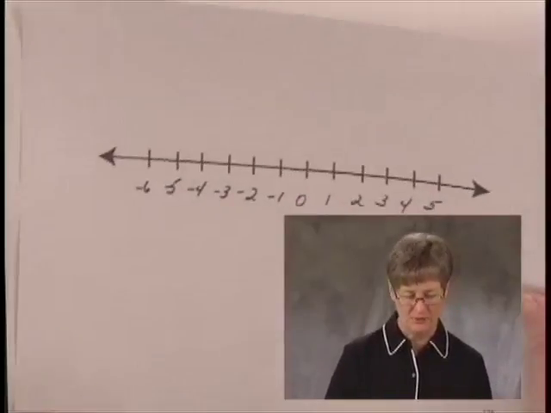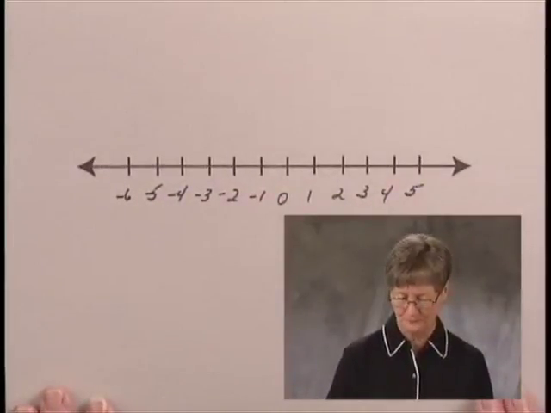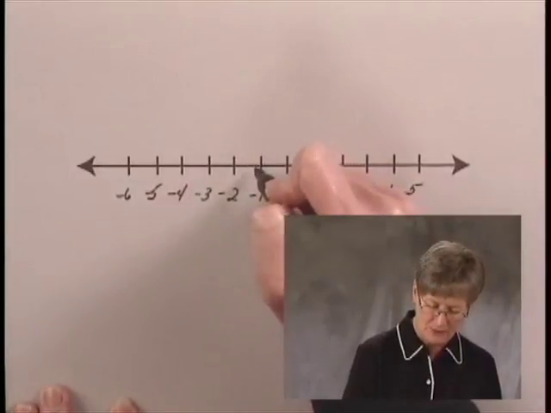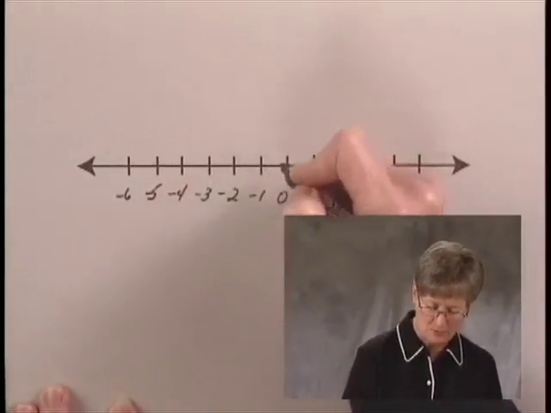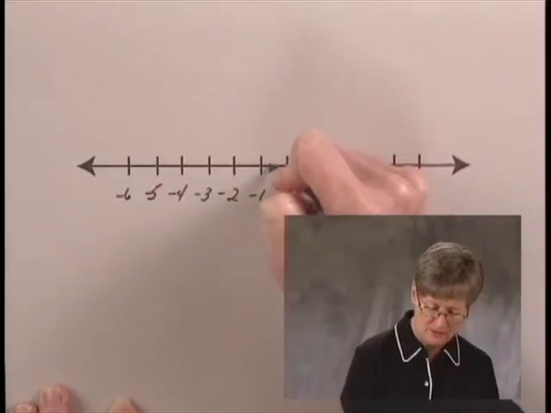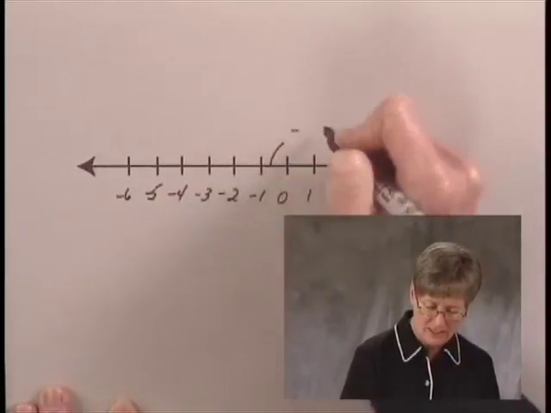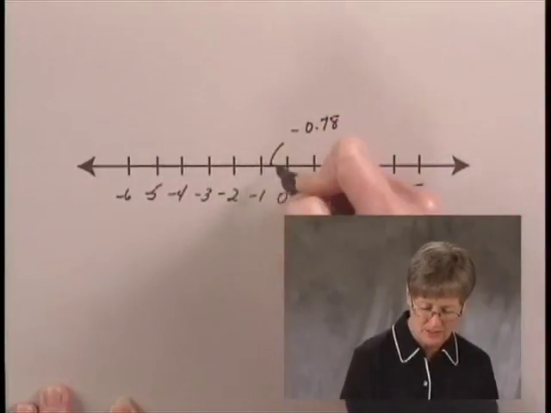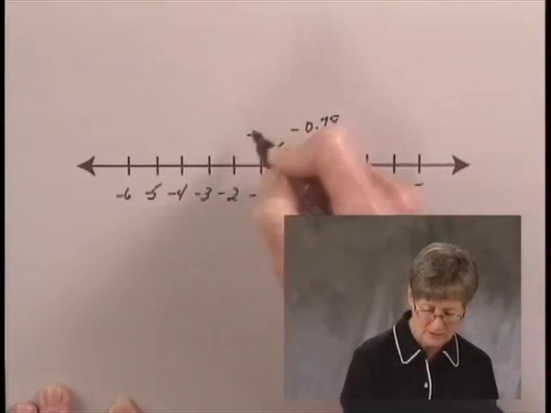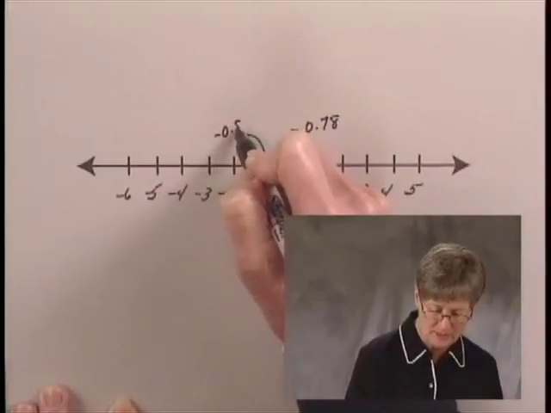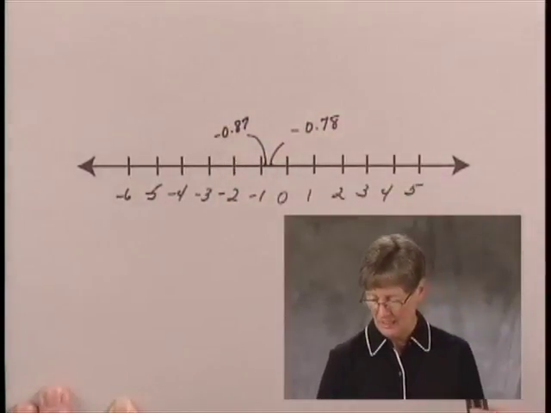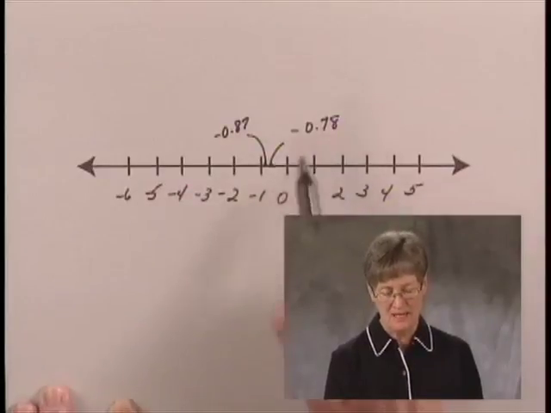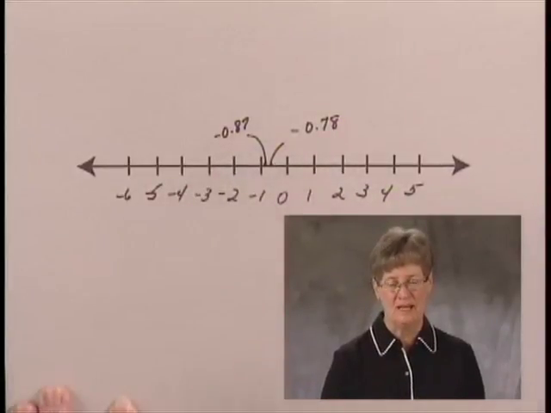Let's picture these numbers on a number line. They're very close together on the number line. They're both between negative 2 and negative 1. Or excuse me, they're between negative 1 and 0. Negative 0.78 would be right about here, and very close to it, we would have negative 0.87. But we see from this that negative 0.78 lies to the right of negative 0.87 on the number line.